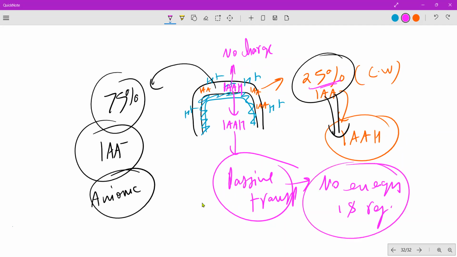But the problem is, what about the 75%? What about the 75% of this auxin? Because 75% auxin has a charge. And because it is an ion, it cannot pass through the plasma membrane. So what do we do?